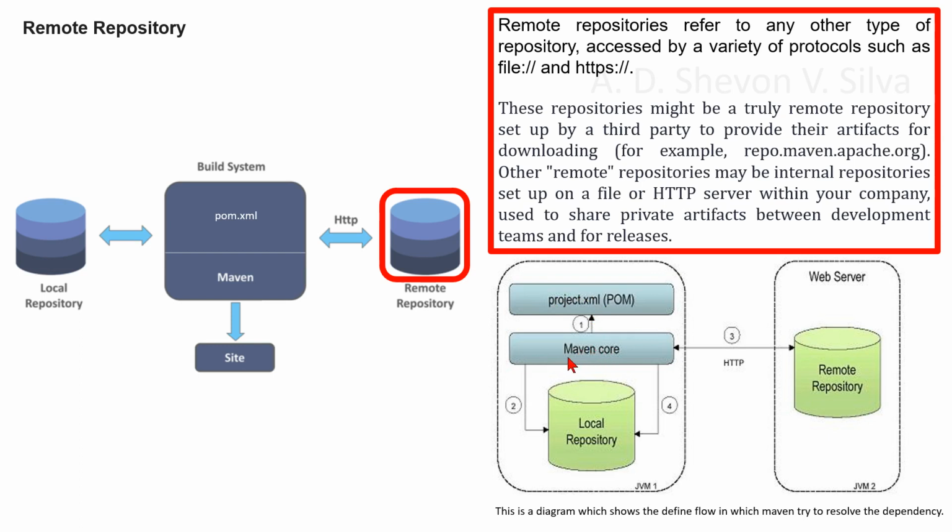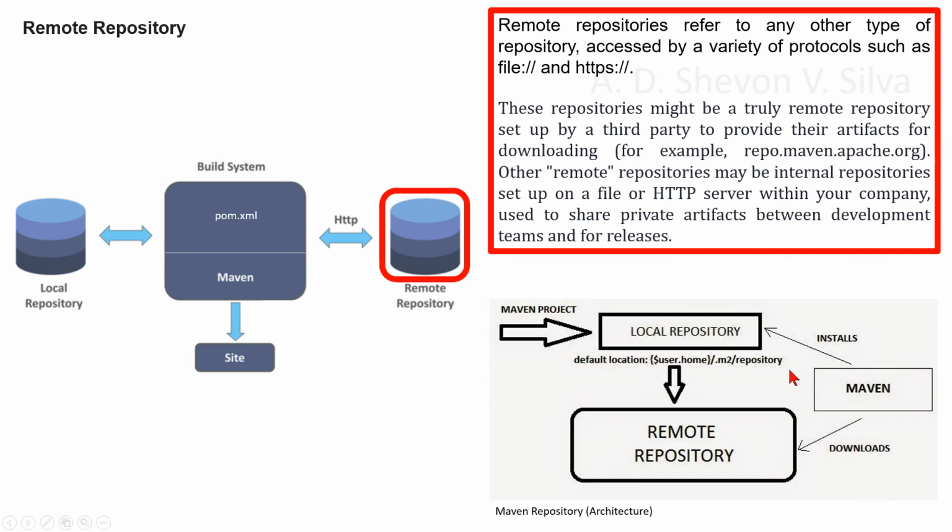Then in step 2 Maven core is connected to the local repository, and in step 3 Maven core interacts with the remote repository over HTTP, and in step 4 Maven core is connected to the local repository. This is in JVM1 and this is in JVM2, the web server. Here you can see the Maven repository architecture.